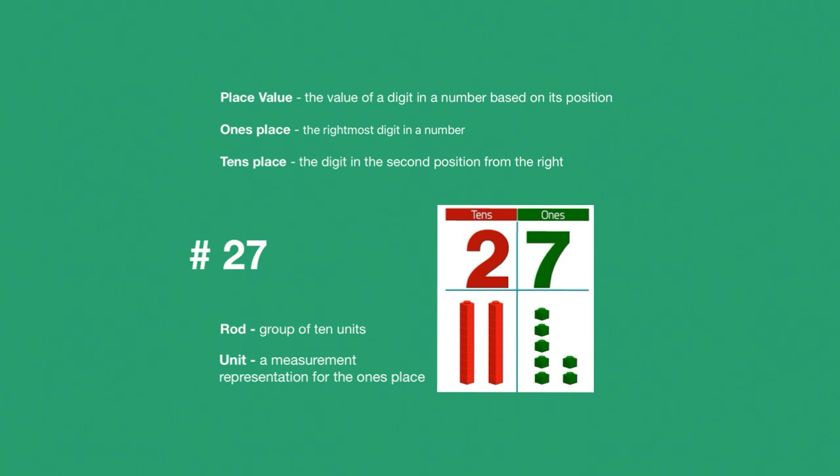To get through the rest of this lesson, it's important to know that a rod is a group of 10 units that represents the tens place. So right here, this is our rod. It is one of the two groups that represents the tens place. A unit is a single measurement representation for the ones place. So each of these individual cubes is a unit, totaling 7 units for our ones place.